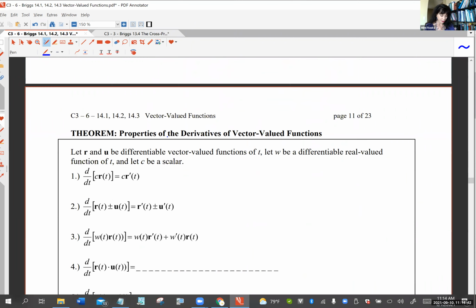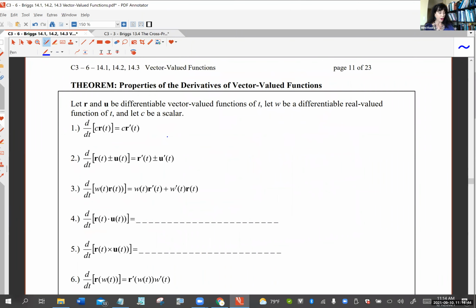So let's burn through some weird properties with dot products. If you're taking a derivative of a constant scalar multiple with your vector valued function, it's what you'd expect. The scalar just multiplies through. If you're taking the derivative of the sum or difference of two vector valued functions, it's what you think. It'd be the sum or difference of the derivatives of those two.